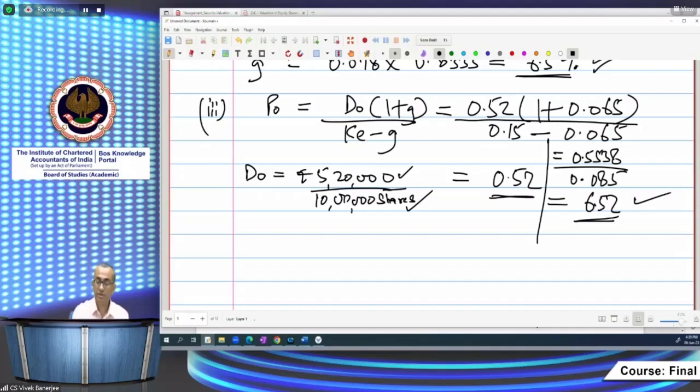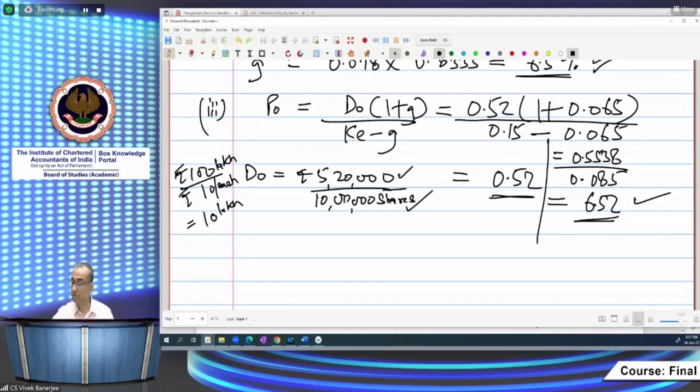The total equity capital is rupees 100 lakh, and we divided by rupees 10 each. So the number of shares we have got is 10 lakh. Okay. So this will be 10 lakh shares. So we divide the rupees 5,20,000 dividend amount by the 10 lakh shares. We get the dividend per share, 0.52. We put the figures into the formula, and we get the present value of the future cash flows in the form of dividend, that is 6.52.